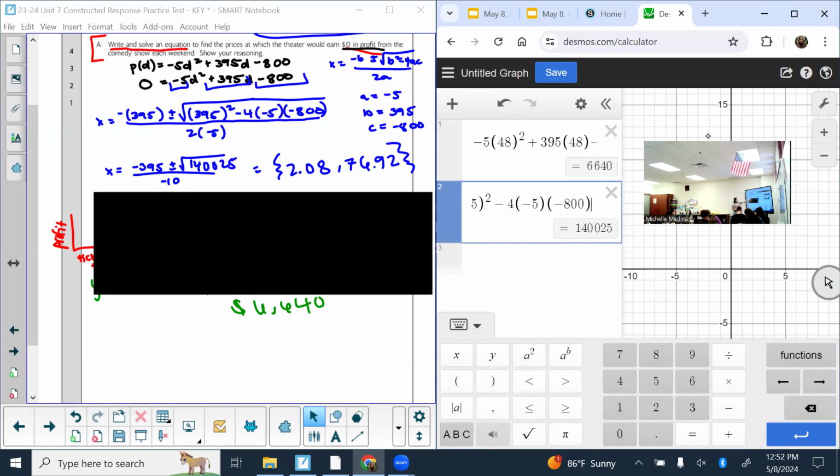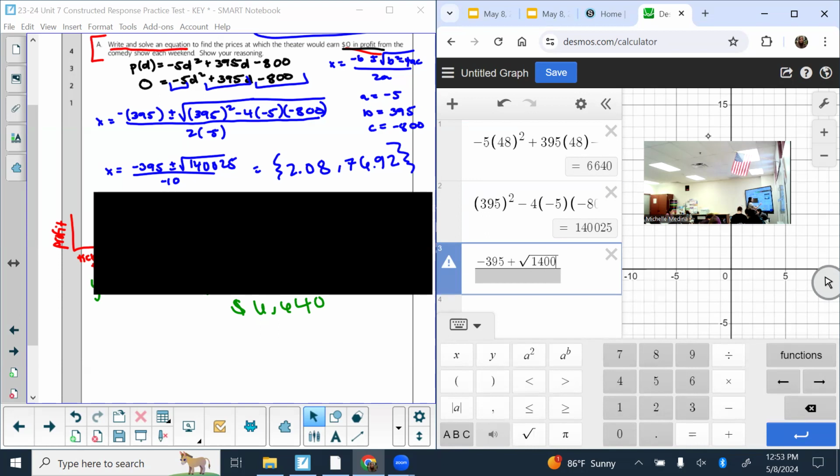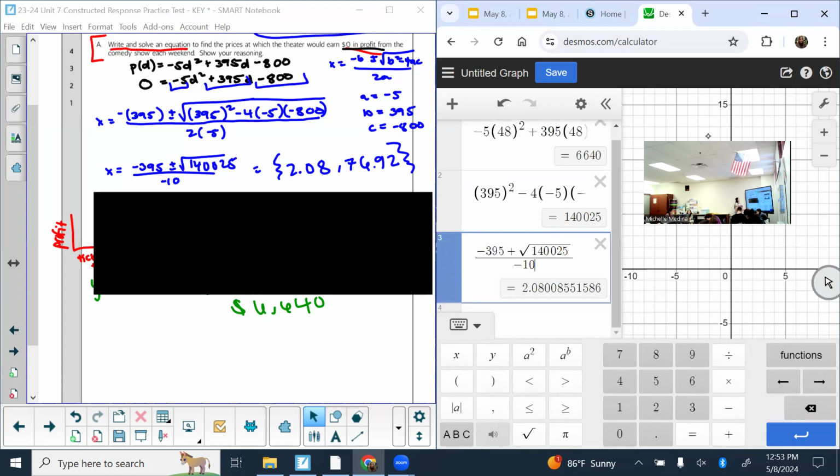But this is what's under the square root symbol. So I wrote that here, me simplifying some of it. And then I would put this in my calculator. So I would do the fraction bar, -395 plus the square root of that big number, 140,025 over -10. Now, this is a plus or minus right here.